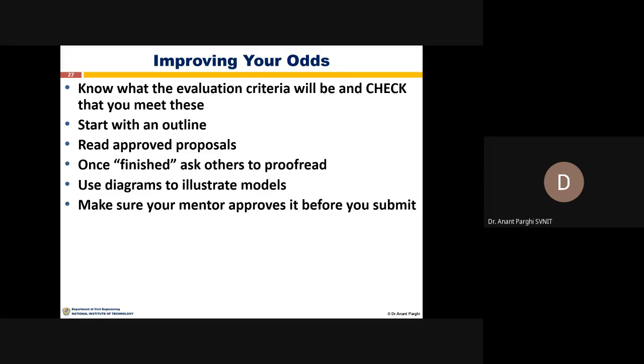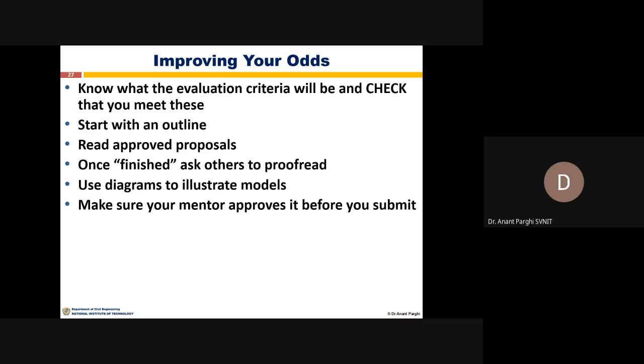Improving your odds: know what the evaluation criteria will be and check that you meet that particular evaluation criteria. Start with the outline, right? You will have to write down the outline of that particular proposal. Read approved proposals also, right? Whatever proposals have been approved, for example, just go to the DST site, you will find some approved proposals also, SCRB also. So read those approved proposals.